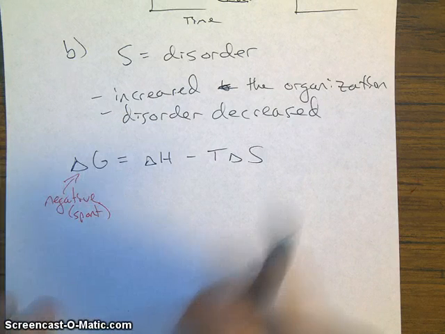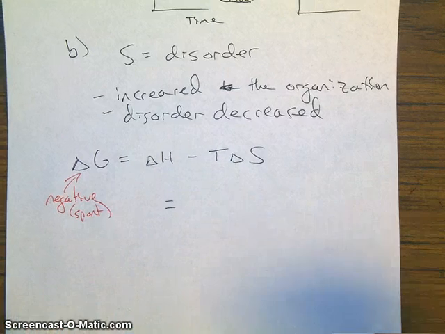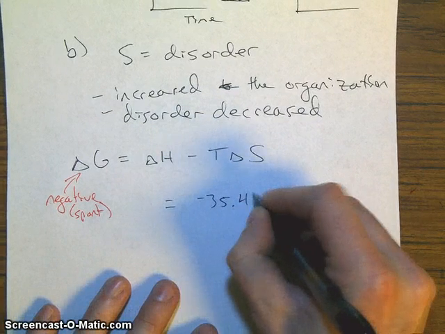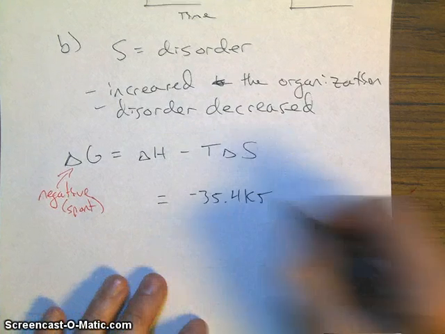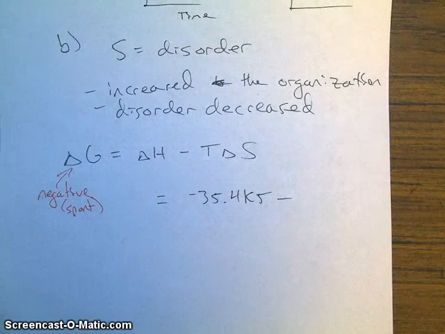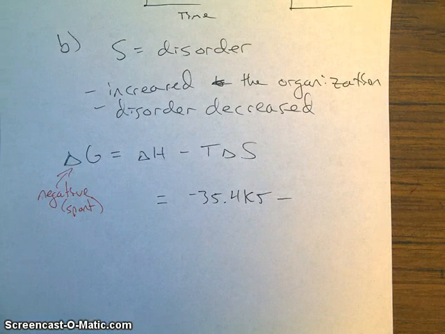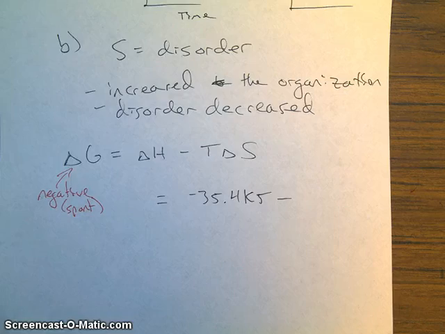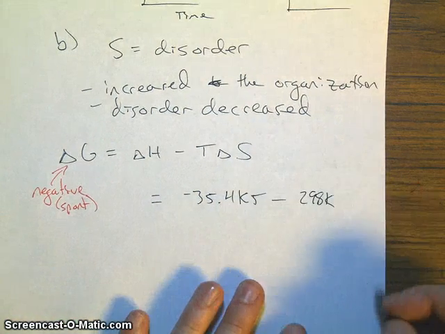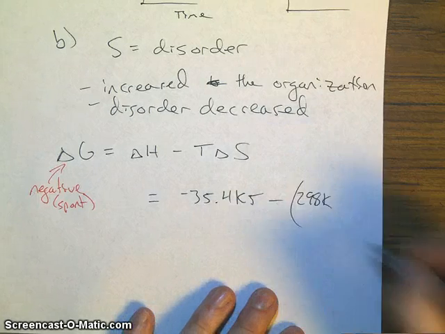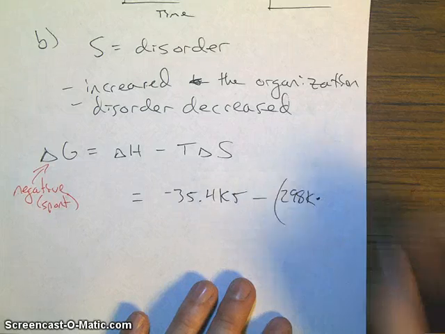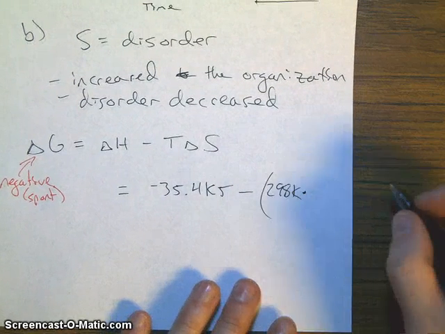So if I look at my numbers that I have here, I'll actually plug in the whole numbers. It's negative 35.4 kilojoules for delta H. And then it's going to be minus, and then the temperature always has to be in Kelvin. And the Kelvin in this problem is 298, so minus 298 Kelvin. And that's being multiplied by, of course, the change in entropy. And the change in entropy, I'm going to put a dot here to represent multiply, is going to be, uh-oh, I've got a problem.